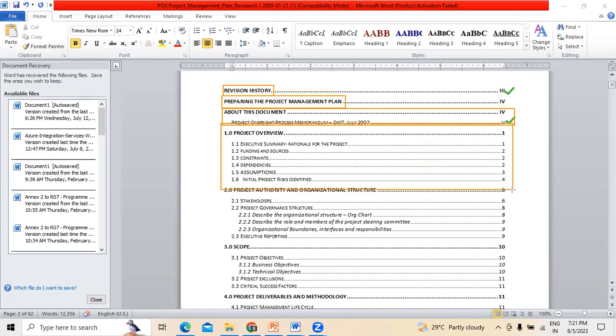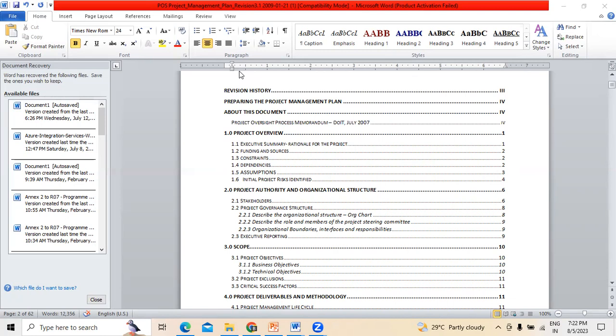In 1.4, we are going to discuss the overview of the project, right? The overview may cover different things, because we have to discuss the executive summary and the rationale of the project, what exactly this project is all about, whichever project we take. At the same time, we need to discuss the funding and resources, which is where budget-related things go. Followed by this, what the constraints, dependencies and assumptions are, and whatever risks we have identified at a high level. All these things come under 1.0. This is the first thing.